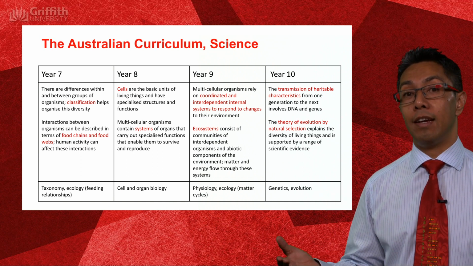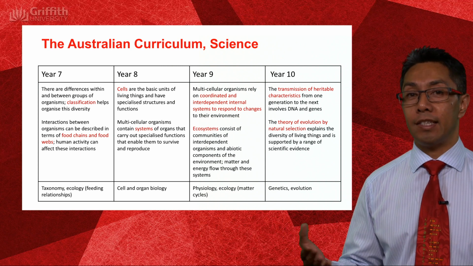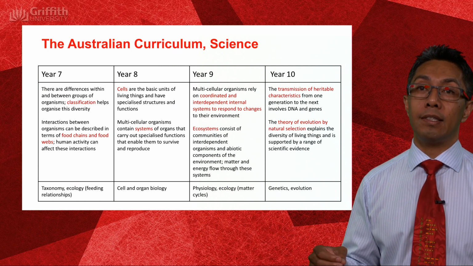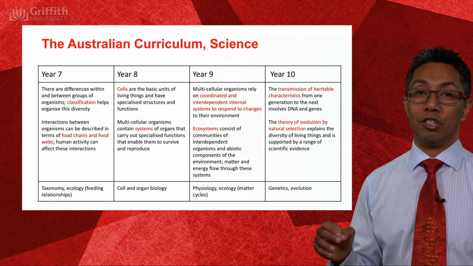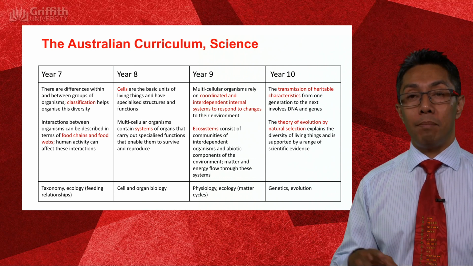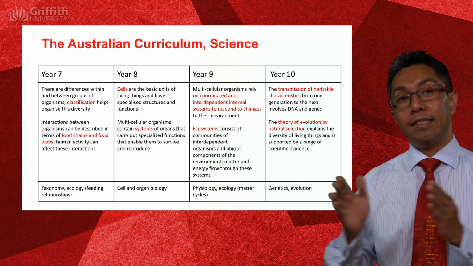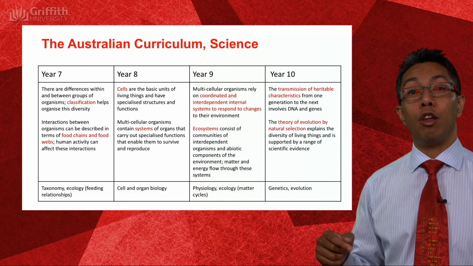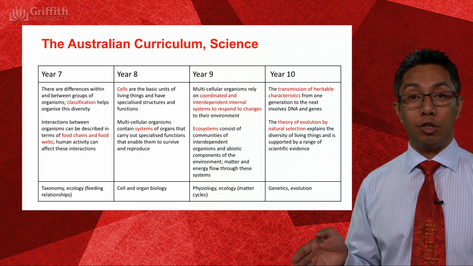And then in year 10, we have a look at genetics, in particular Mendelian genetics, and also the theory of natural selection by evolution. So that is the entire biological substrand for junior secondary.